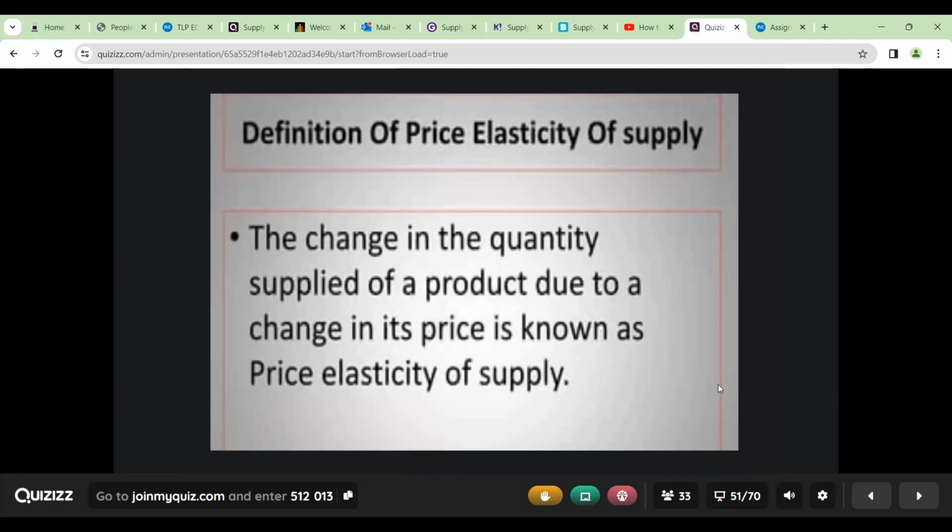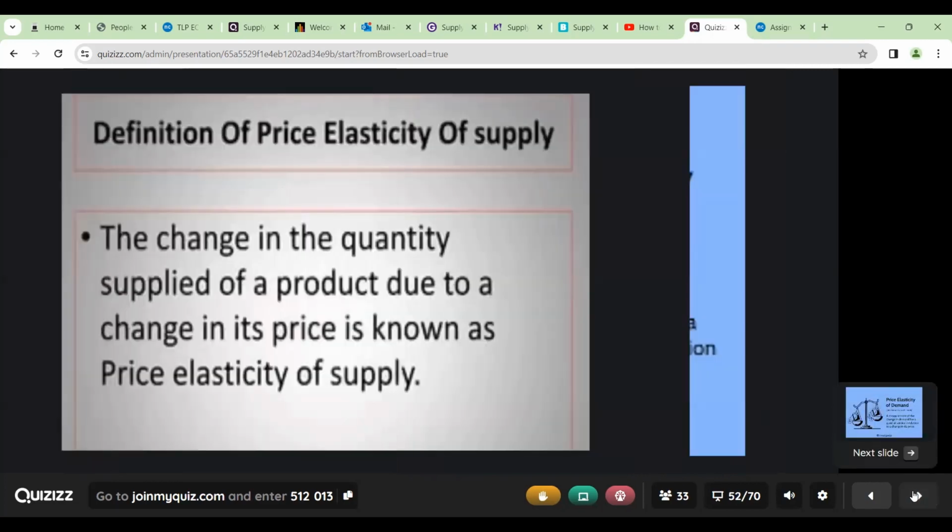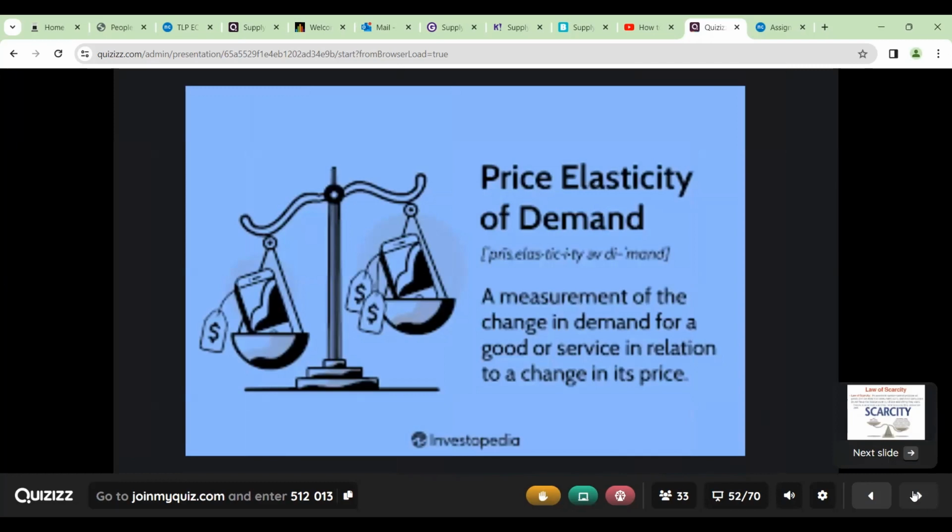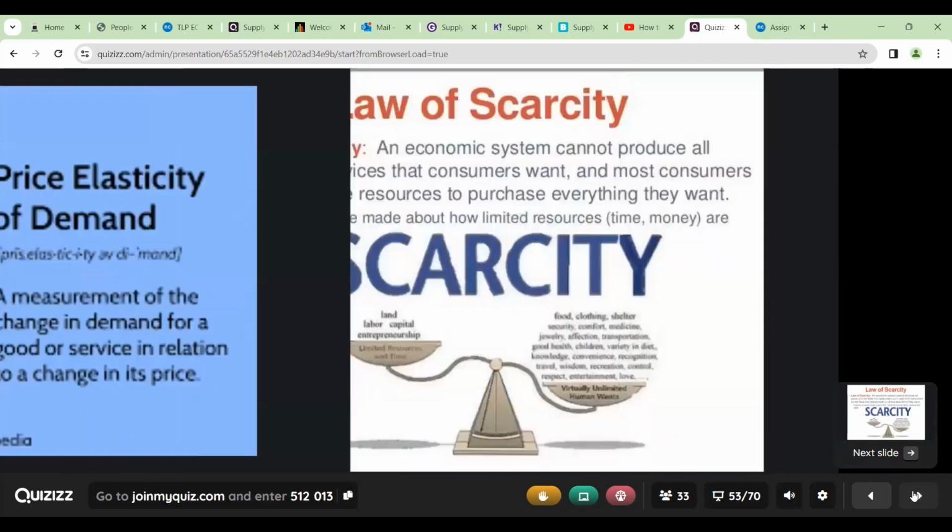So price elasticity of supply, this is just a definition. We'll go through it more as the weeks go on. The change in the quantity supplied of a product due to the change in its price is known as price elasticity of supply. Price elasticity of demand is a measurement of the change in demand for a good or service in relation to its change in price.